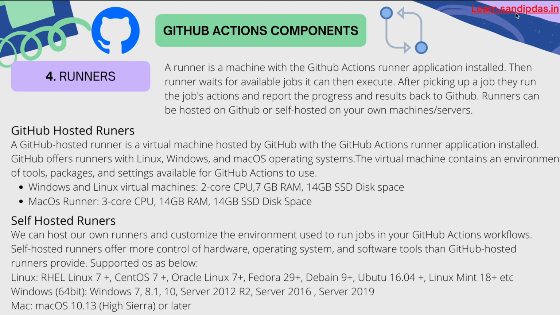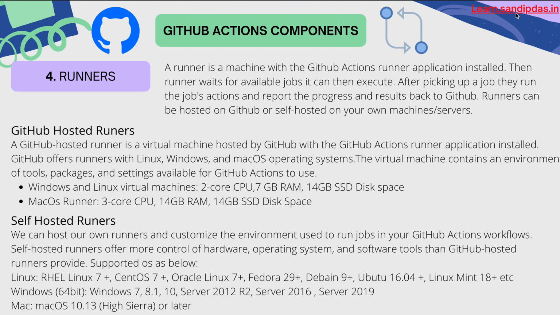So let's talk about the GitHub-hosted runners. A GitHub-hosted runner is a virtual machine hosted by GitHub with the GitHub Actions runner application installed. GitHub offers runners with Linux, Windows, and macOS operating systems. The virtual machine contains an environment of tools, packages, and settings available for GitHub Actions to use.